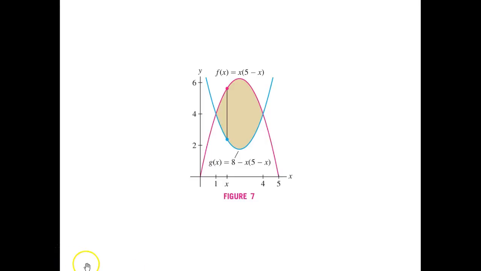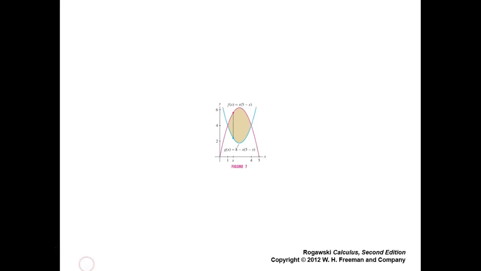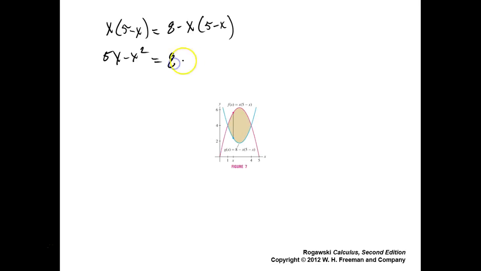So let's set those equal to each other. And of course, as soon as I go to write, it's going to shrink. Okay. I think I've got my pen. I do. So x times 5 minus x is equal to g, which is 8 minus x times 5 minus x. Okay? I'm sure there's a reason they wrote it this way. I just can't think of what it might be. So let's go on and clean this up a little bit. Make this 5x minus x squared equal 8 minus 5x plus x squared, right? Okay?